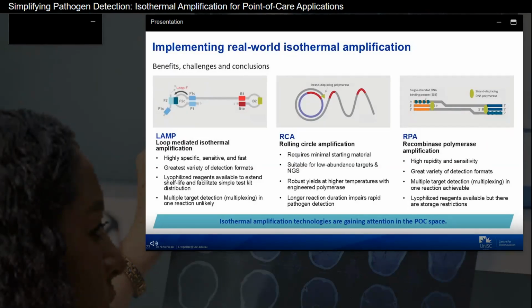In conclusion, isothermal amplification technologies offer promising solutions for point-of-care diagnostics, each with its unique advantages and challenges that must be tailored to the specific needs of the application. I hope this webinar has expanded your understanding of isothermal amplification technologies and helped you see why these techniques are increasingly gaining attention in the point-of-care diagnostics space.